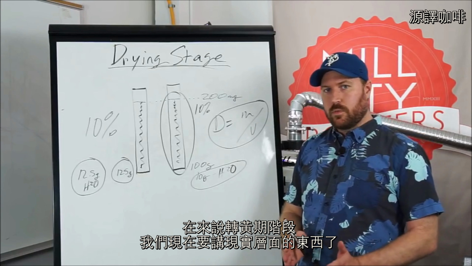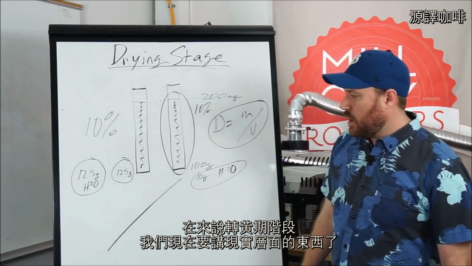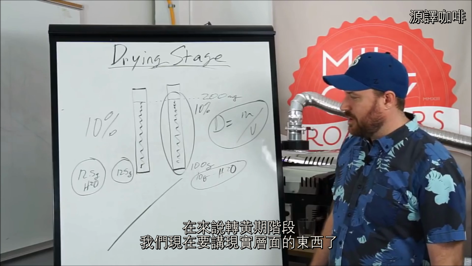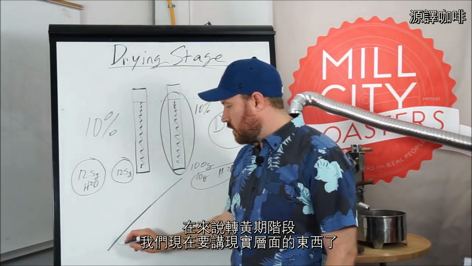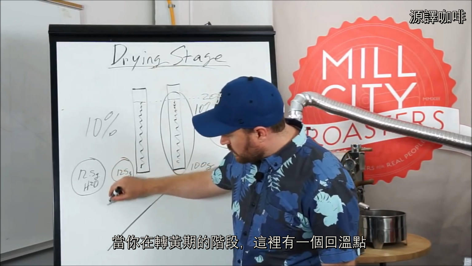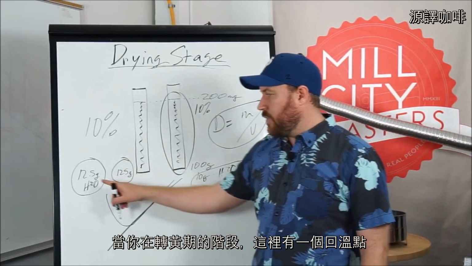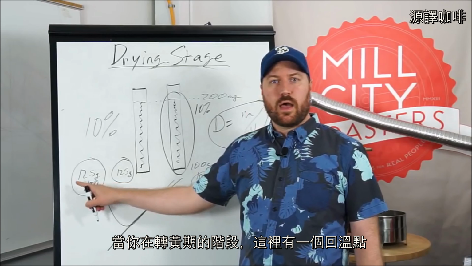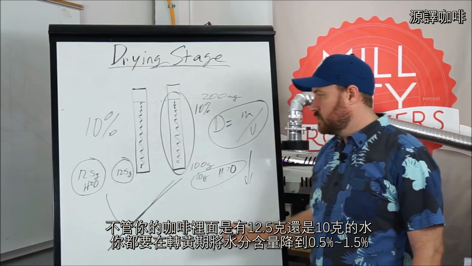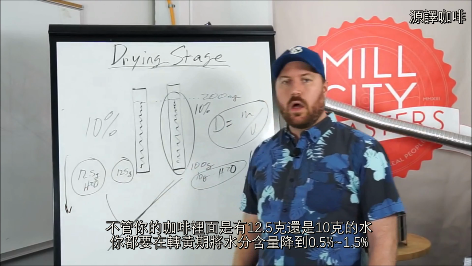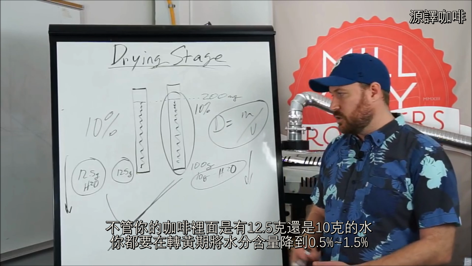Furthermore, as you are going through yellow, and this is where we're coming back to reality here for our drying stage. As you're coming back through yellow, pretend like this is our graph. Remember, it falsely has the turnaround. As you're coming through yellow, whether or not you have 12.5 grams or 10 grams, you're going to drop down to about 0.5 to 1.5% moisture during that stage.